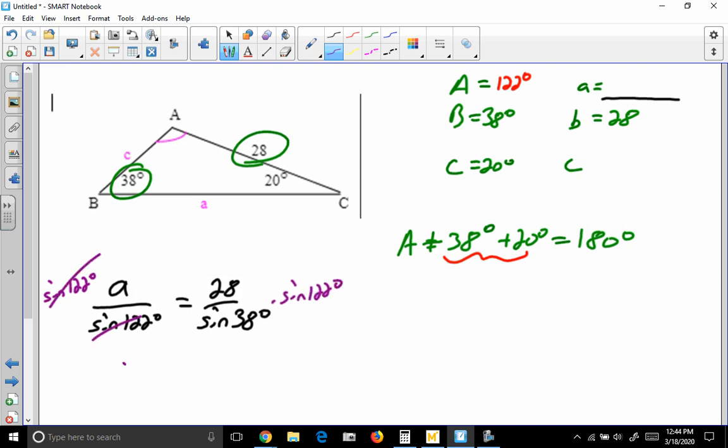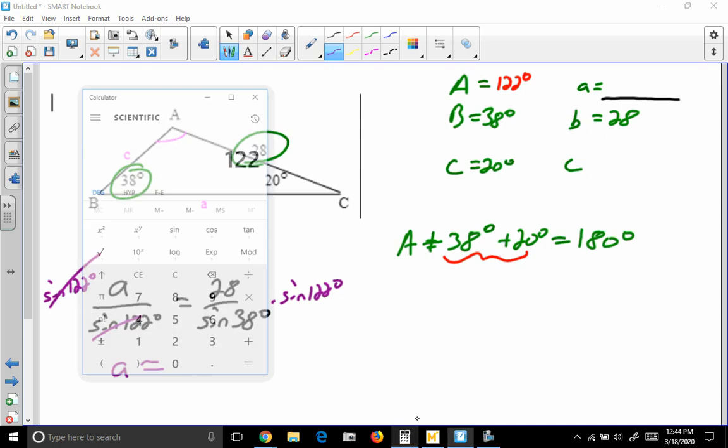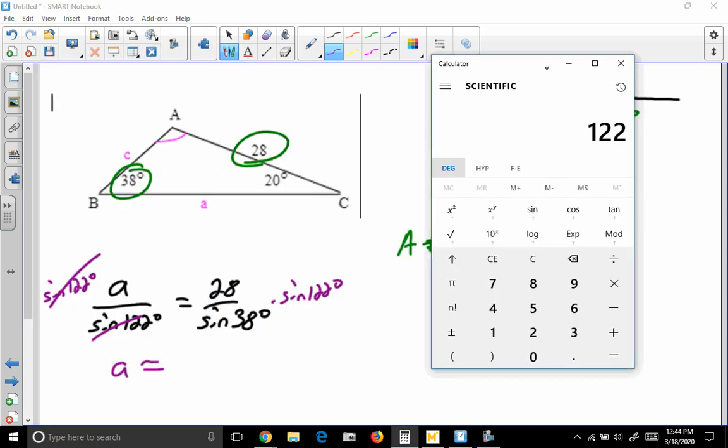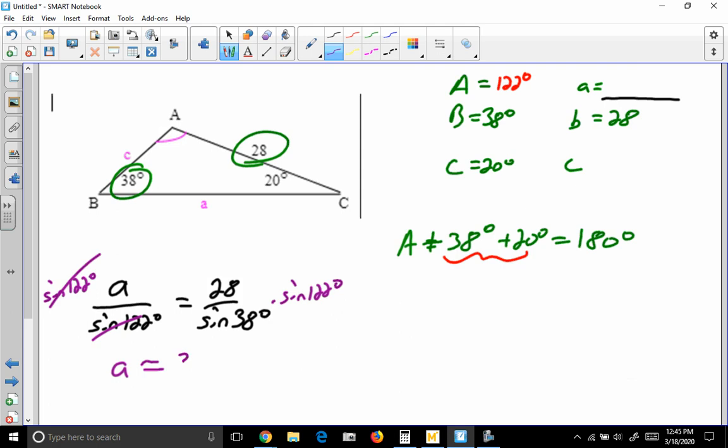Make sure your calculator is in degree mode, and mine is. So 28 divided by sine of 38 times sine of 122, and I get 38.6. That's the length of side a.